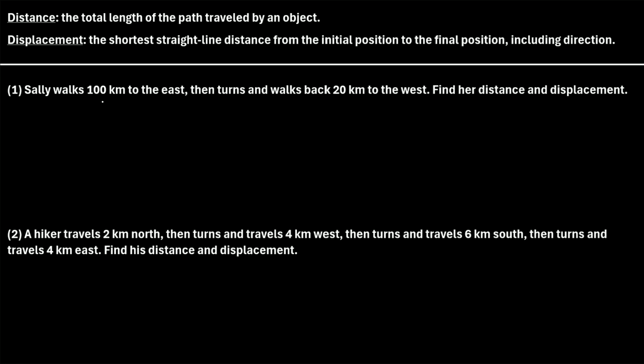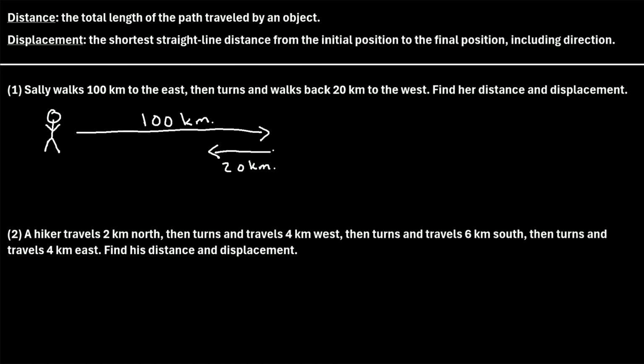This says, Sally walks 100 kilometers to the east, then turns and walks back 20 kilometers to the west. Find her distance and displacement. So let's sketch this out. So let's say here we have Sally. She walks 100 kilometers to the east. So let's say 100 kilometers. Then she turns and walks back 20 kilometers to the west. So once she's right here, she walks back 20 kilometers.